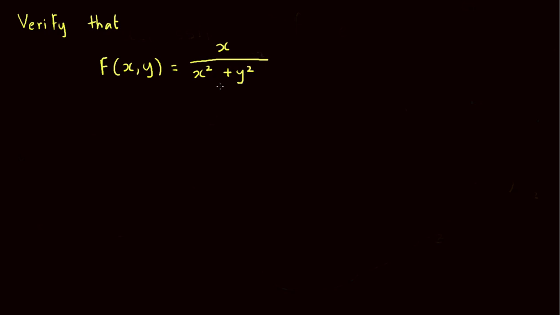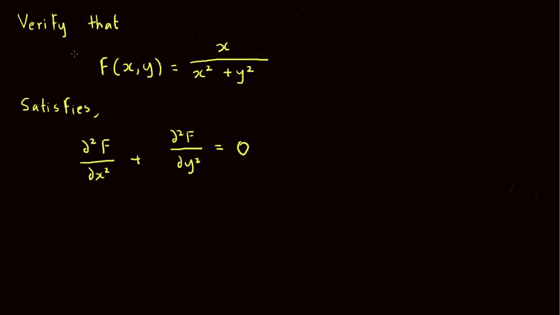Okay, so x squared plus y squared. You have to verify that this equation satisfies something. It has to satisfy del square f over del x square plus del square f over del y square is equal to 0.